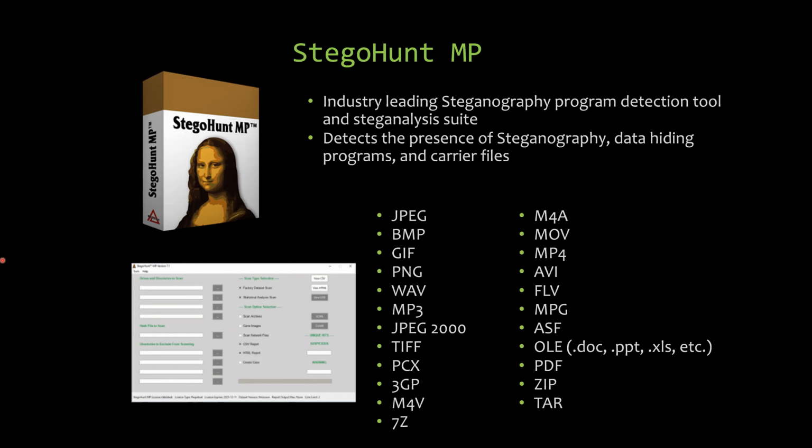So for example, the user has the ability to select up to 4 drive letters or individual directories at a time to be scanned. Users may select a hash file to scan from a previously run scan of Stego Hunt. And specified directories may also be excluded from a scan. This will streamline your investigation.